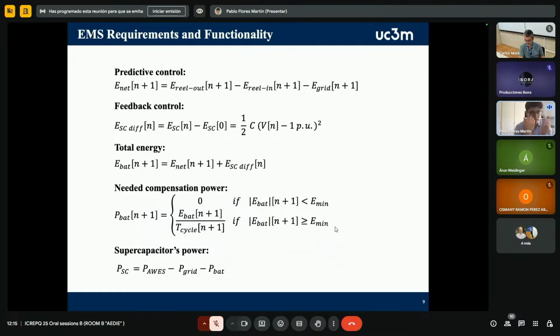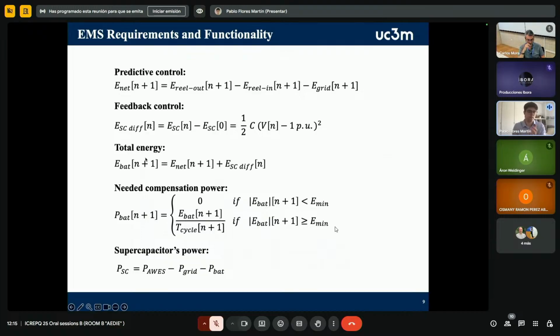To know the amount of energy the battery must either absorb or supply, the proposed energy management system uses a combination of predictive and feedback control. The predictive term estimates the net energy of the next cycle based on the wind conditions at the time. And the feedback control term compares the actual energy of the supercapacitor with its reference, calculated from the voltage deviation with 1 per unit, which is its reference voltage.